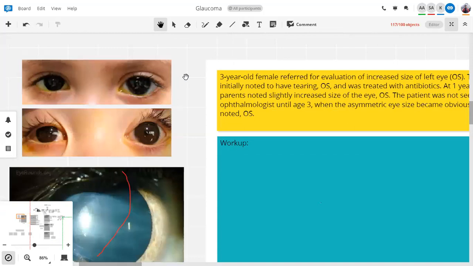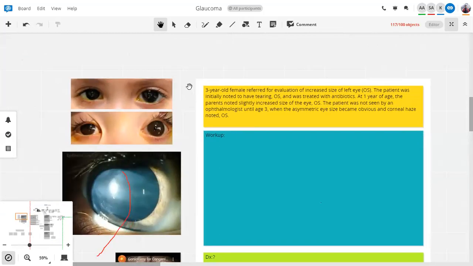Our next case for the day, and the second case, patient case. Let's look at this case. Read this case, read the symptomatology, and then we'll discuss the workup.